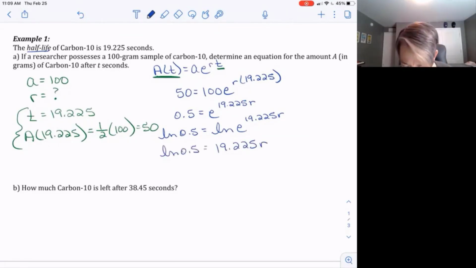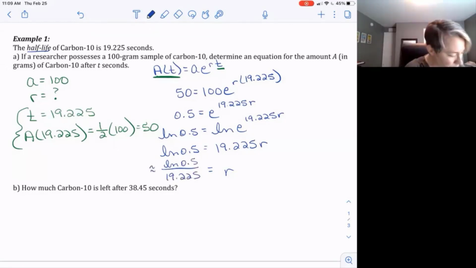And now we want to get the rate by itself. So we divide both sides by 19.225. We get the natural log of 0.5 divided by 19.225. And when we put that in our calculator, we get approximately negative 0.036. Remember, it's decay, it's getting smaller, so our rate is going to be negative.